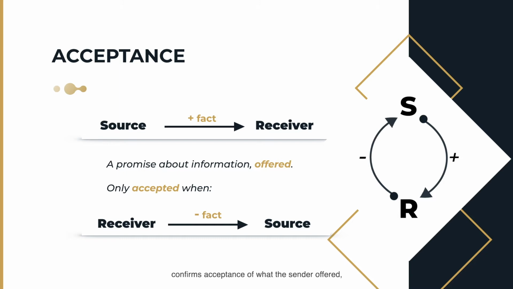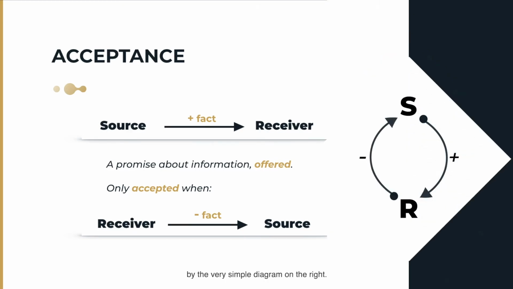If the receiver confirms acceptance of what the sender offered, these two can be said to agree insofar as each understands the fact. They know about each other's positions at least, but they can still misunderstand one another. That uncertainty remains even after promising. The whole interaction is summarized by the very simple diagram on the right.